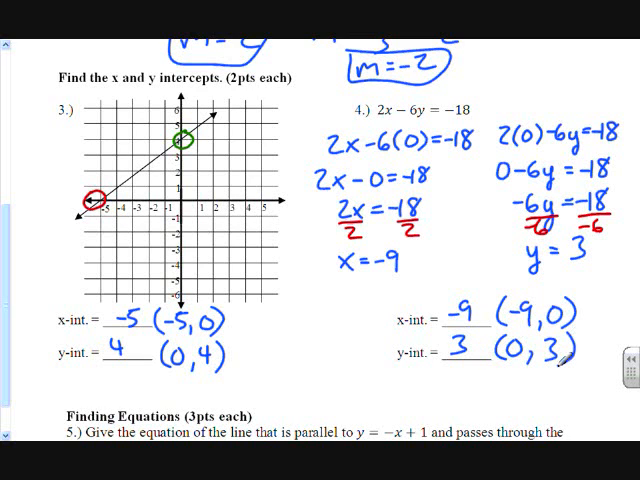So again, the x-intercept is when y equals 0. The y-intercept is when x equals 0, and then I just solve for each.